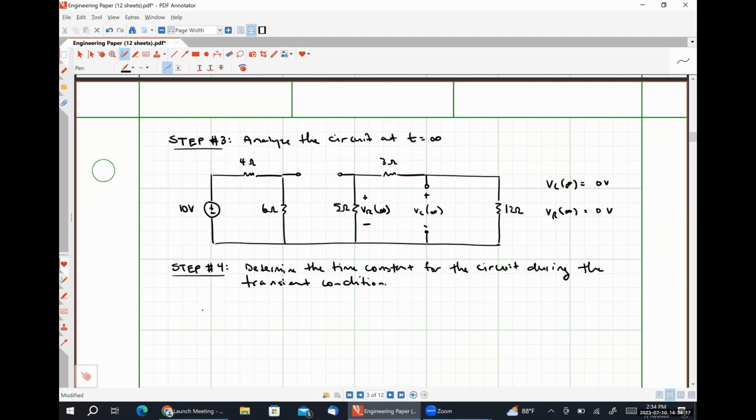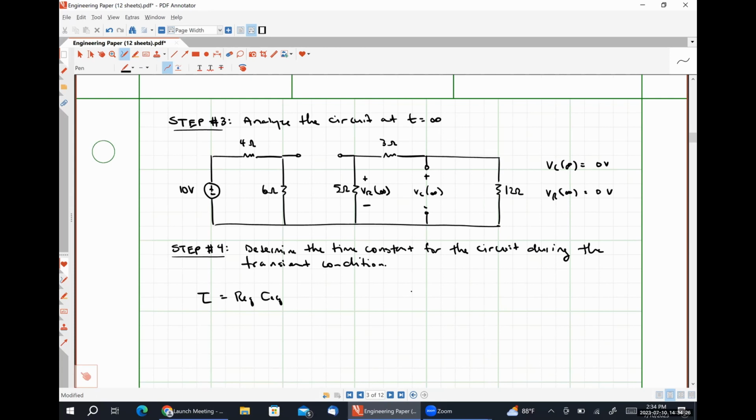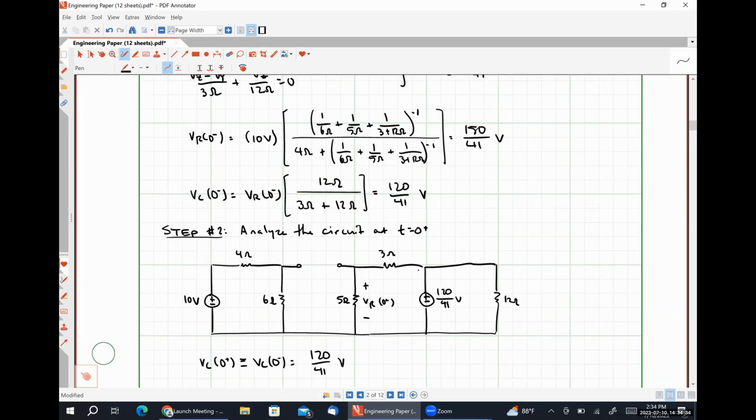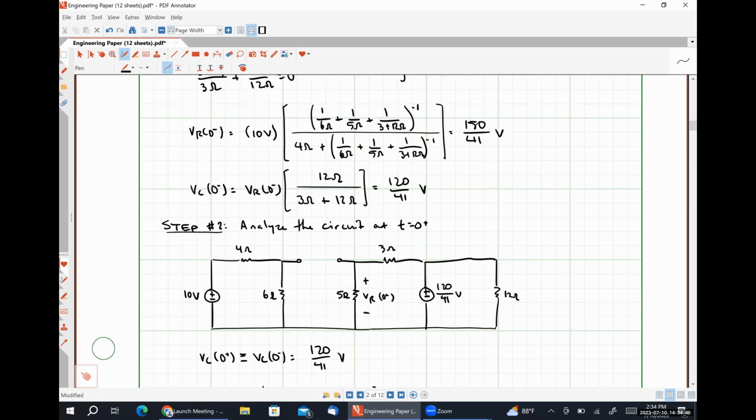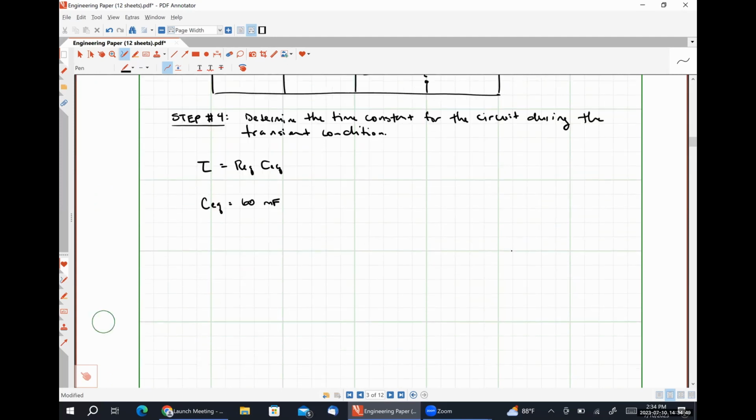So we know that tau is equal to REQ times CEQ for an RC circuit, and I firmly believe that CEQ here is 60 millifarads. If I scroll up here and look, it's the only capacitance in my entire circuit. So that one pretty obviously needs to be CEQ. To determine REQ, we need to look at our circuit during the transient condition.